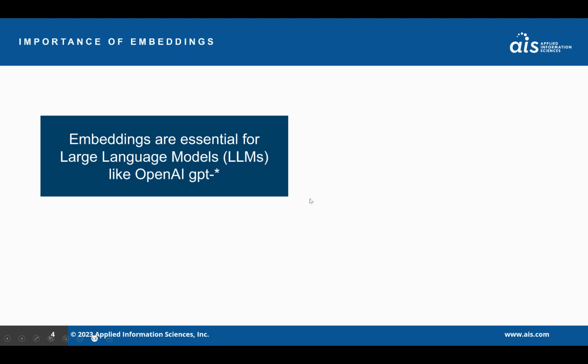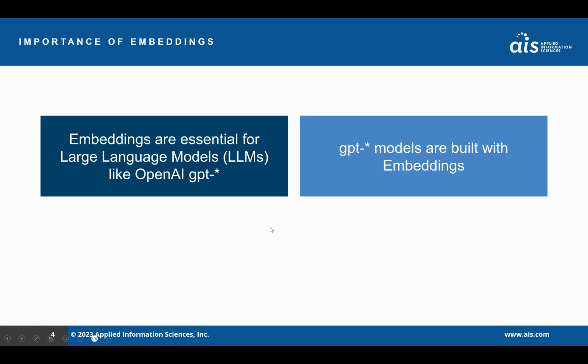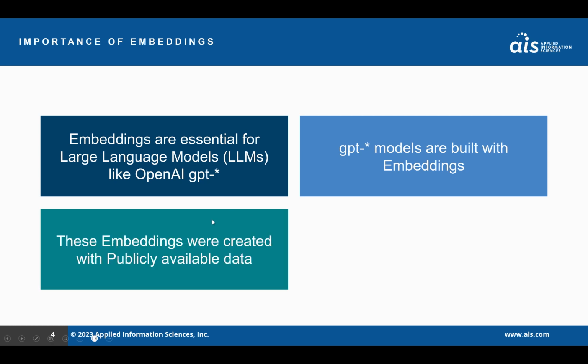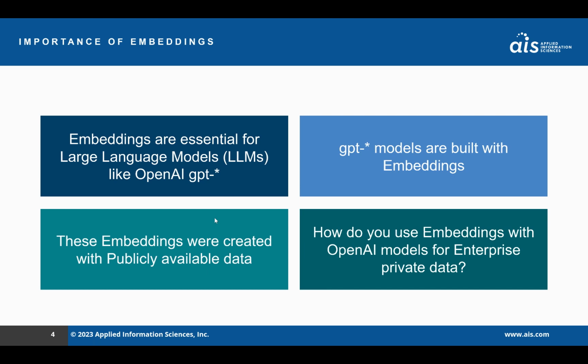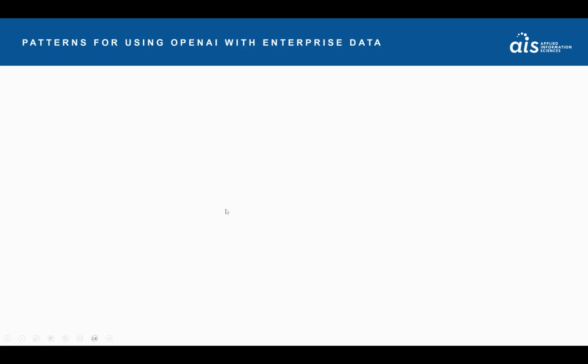So why are embeddings important? Embeddings are really the building blocks. They are the essential parts of the large language models like the various OpenAI GPT models. In fact, the GPT models, 1, 2, 3, what have you, have all been built on embeddings that were created on publicly available data. So then if you had your enterprise data and you want to develop OpenAI solutions using enterprise data, embeddings are important, but how would you go about using them?